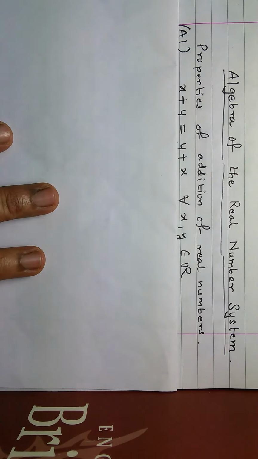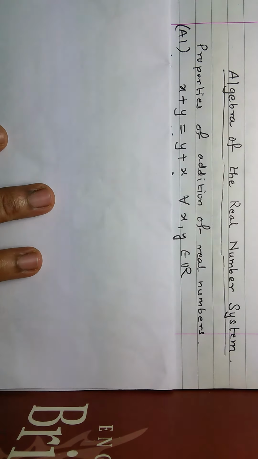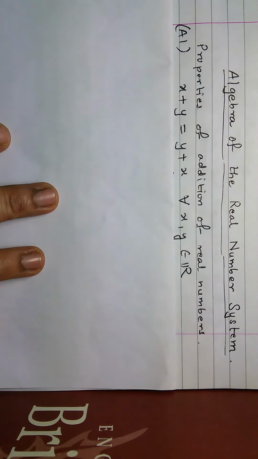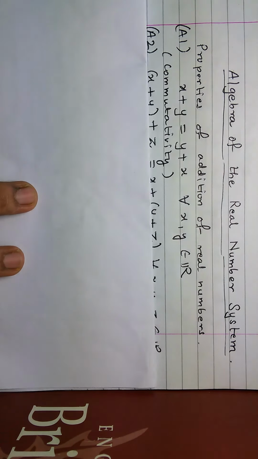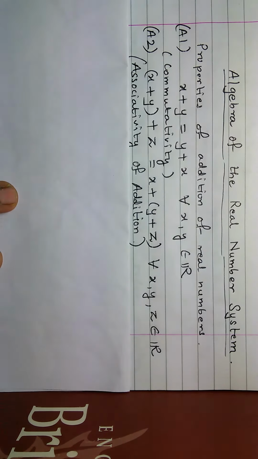Properties of addition of real numbers. x plus y is equal to y plus x is true for all the pairs of real numbers x, y. This property is known as commutativity. Then you have the associativity of addition, which says if you add x plus y and then to that you add z, it is same as adding y plus z and then adding x.